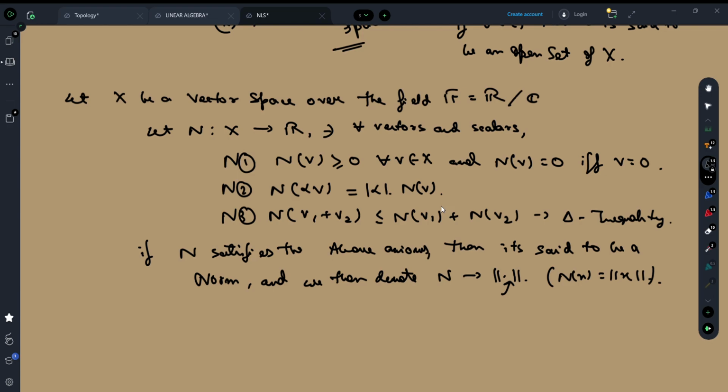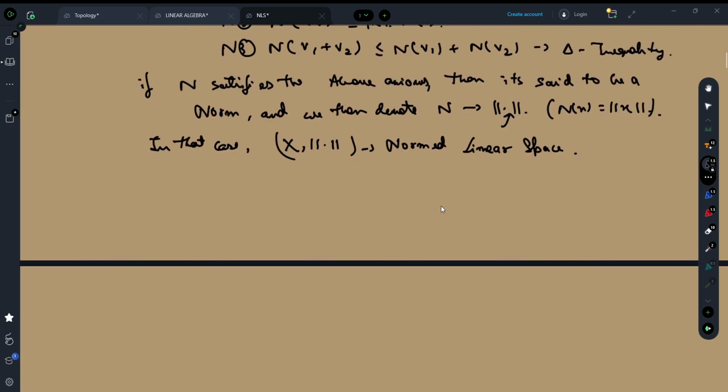In that case, the structure of this vector space along with this norm is called a normed linear space. Clear? So this is the very basic definition of a normed linear space. Let me just go through some quick examples.